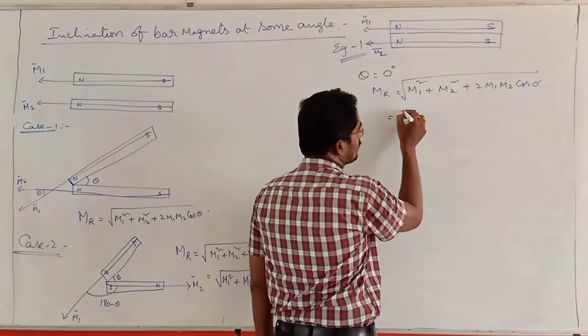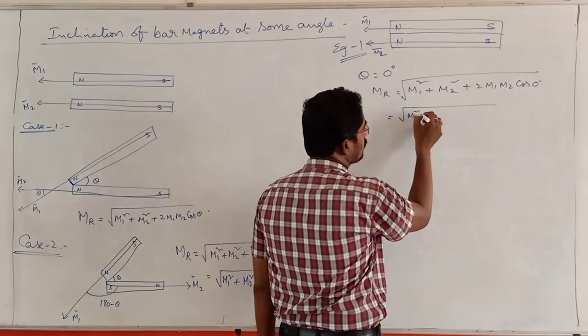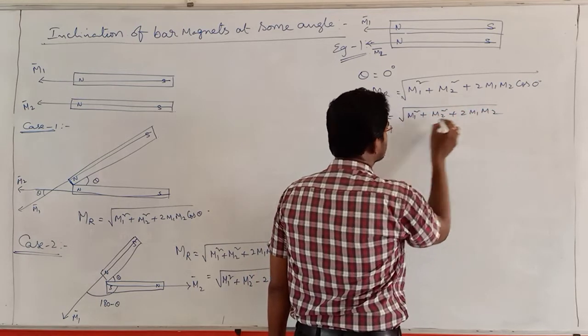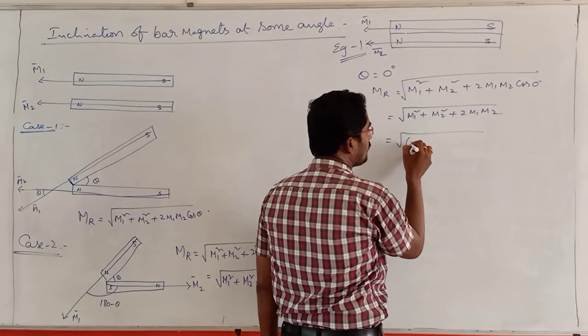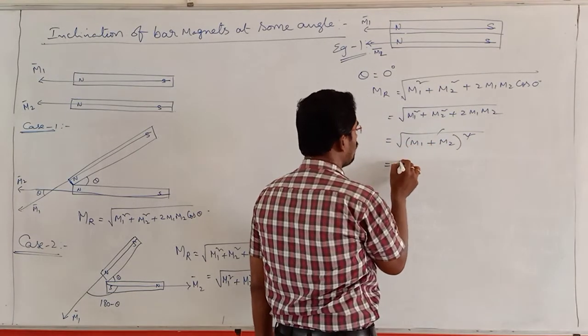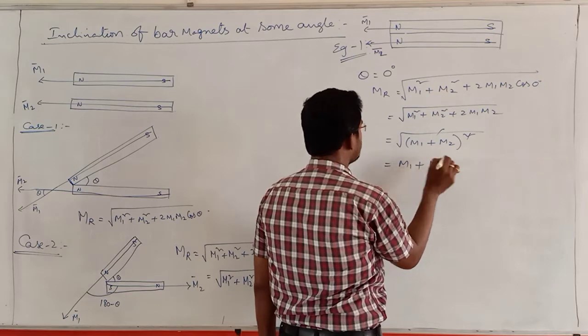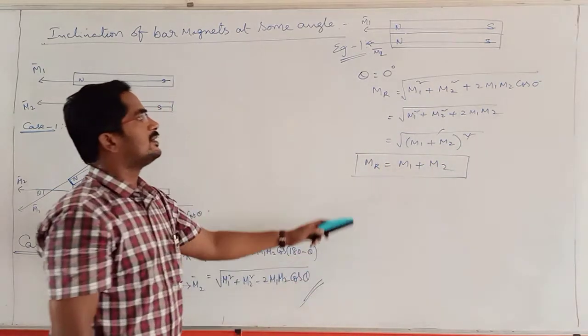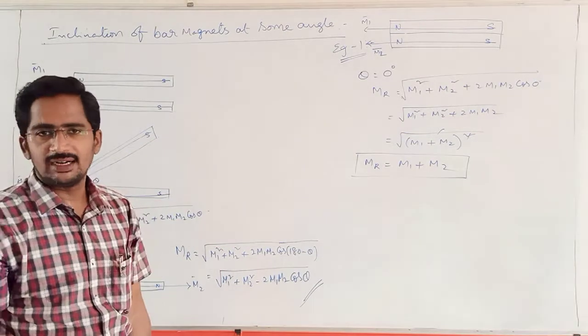So what will we get? Root over m1 square plus m2 square plus 2m1 m2. This is root over m1 plus m2 whole square. Root and square cancel. What will we get here? m1 plus m2. That is the resultant magnetic moment in this case.